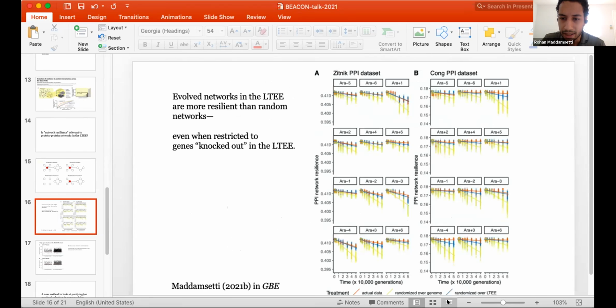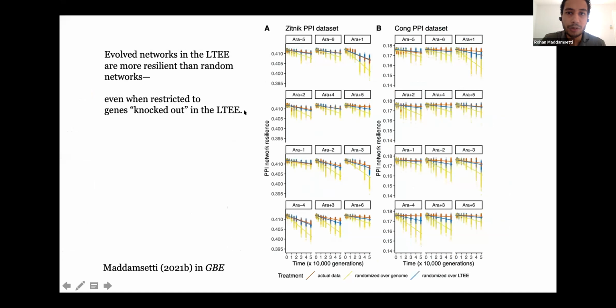What I find is that in both cases, and here the red line is the actual data, I'm plotting the change in resilience over time. The red line is the actual change, the yellow line is randomizing the entire network, and the blue is removing only genes which are removed in the long-term line. For both of these cases, I always find that the slope for the red line is in general higher than the yellow line. It's a very strong pattern. And to a lesser degree, it's higher than the blue line. So this is quite significant.